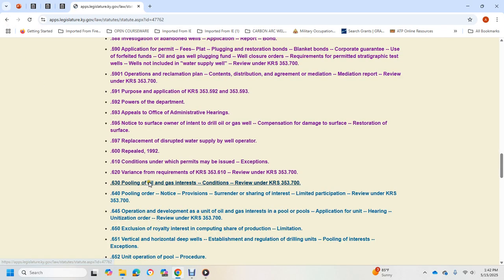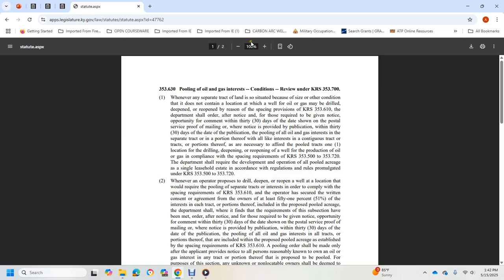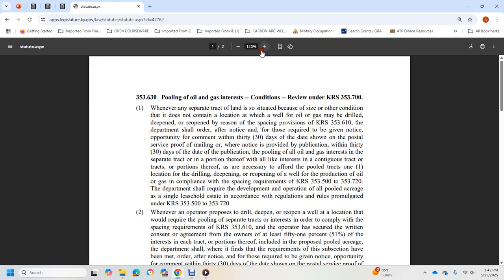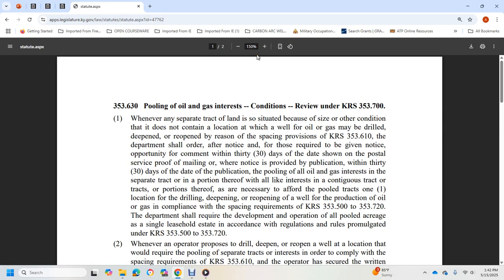Alright, 353.630, pooling of oil and gas interests. Pooling of oil and gas interest conditions are reviewed under Kentucky Revised Statute 353.700.